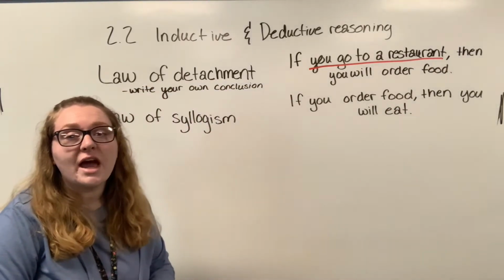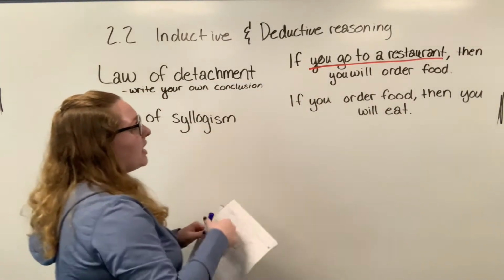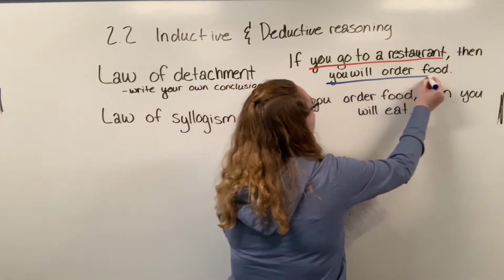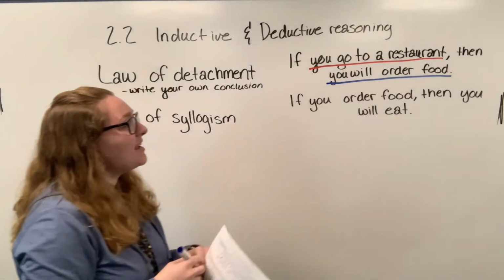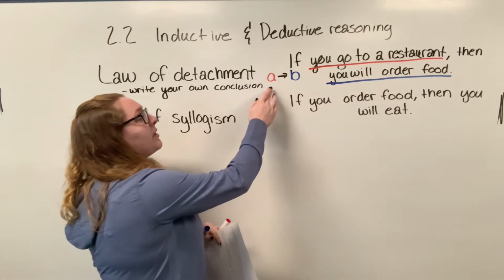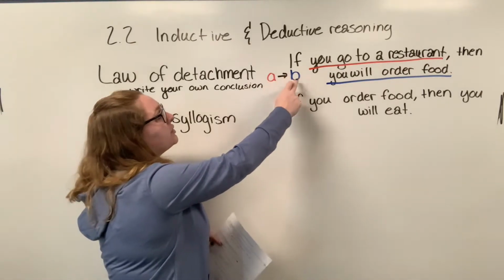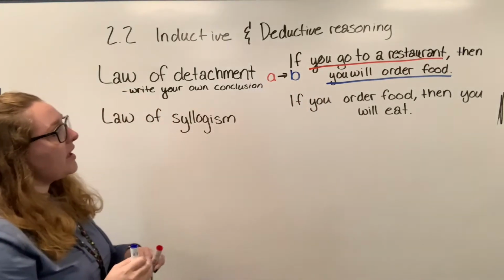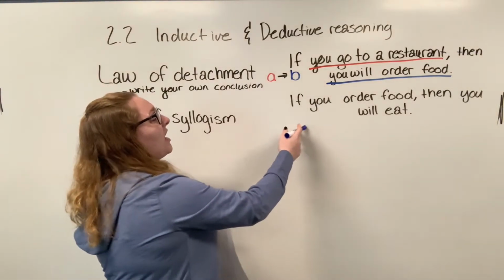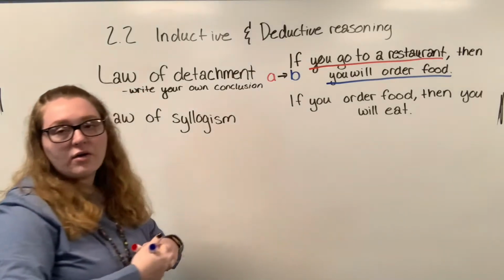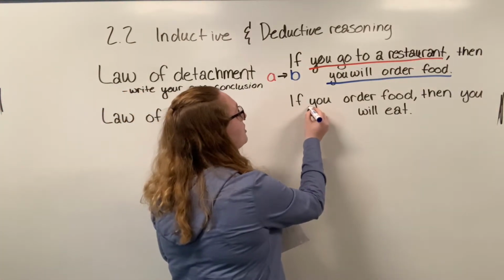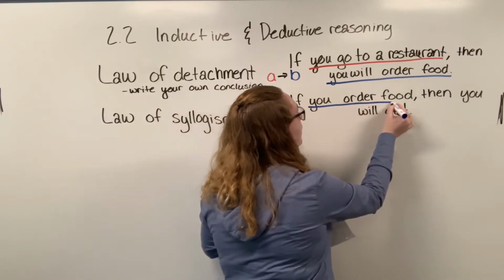And then our conclusion happens after the word then and to the end of the statement. In this case, it is you will order food, okay? So A is in red and B is in blue, okay? Okay, so we went from if A in red to B in blue, okay? In our second statement, our hypothesis is if you order food, okay? After the word if and before the comma. So our hypothesis is you order food.